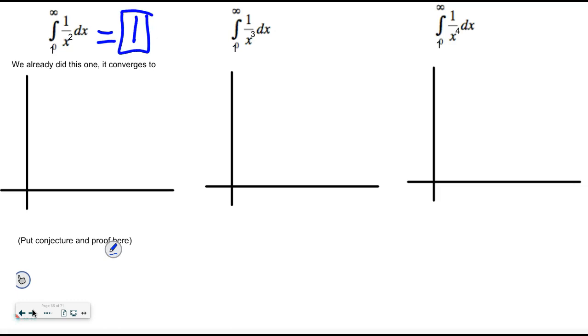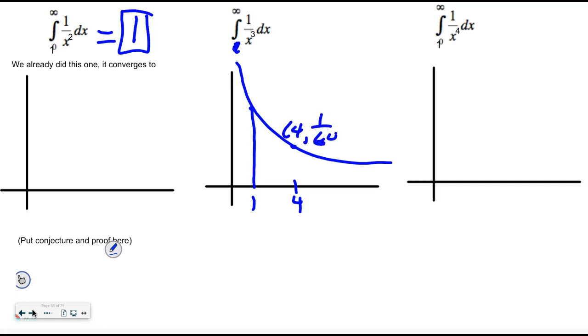It actually converged. Well, just leave it like that. All right. Here we go. By the way, these are all 1s. Now I'm going to bump the power up 1, and I'm going to go back to that 4. If this was 1 over x cubed, let's put my 1 here. Now this would be 4 comma 1/64. It's even closer to the x-axis than 1 over x squared was.